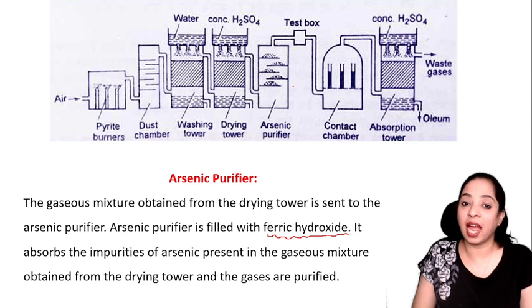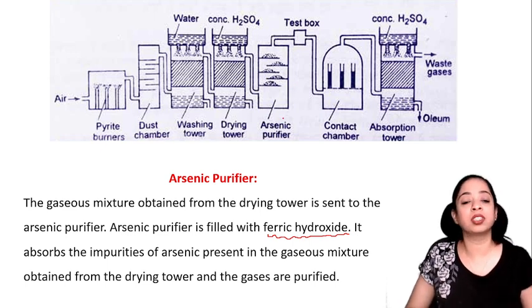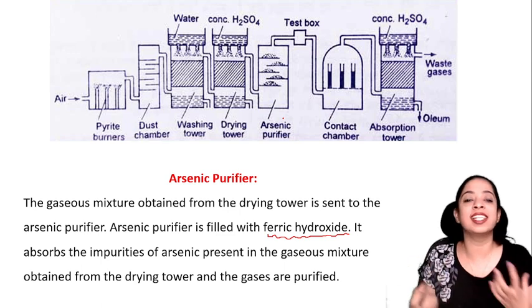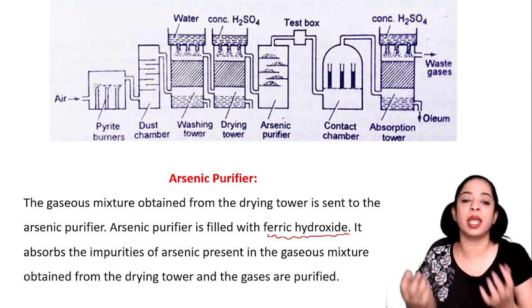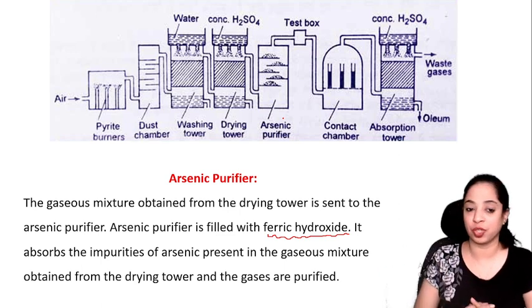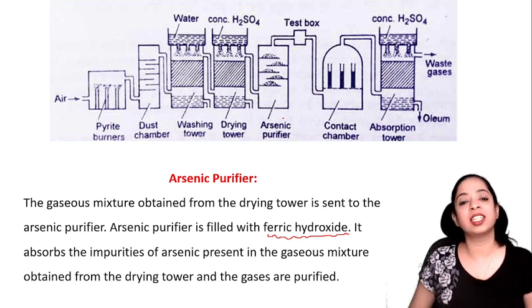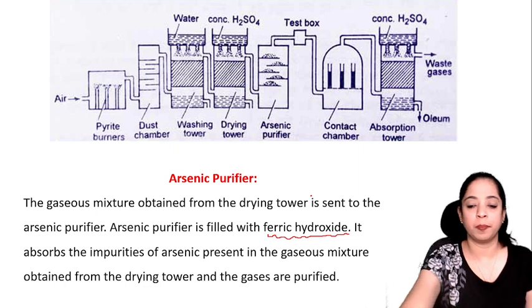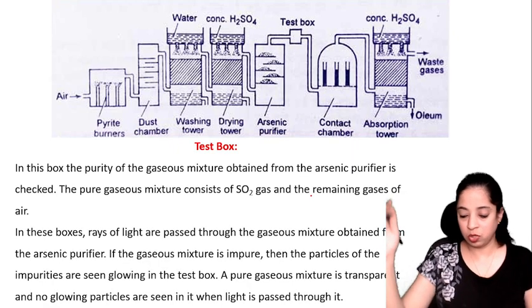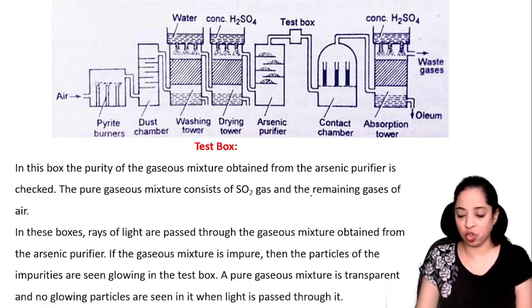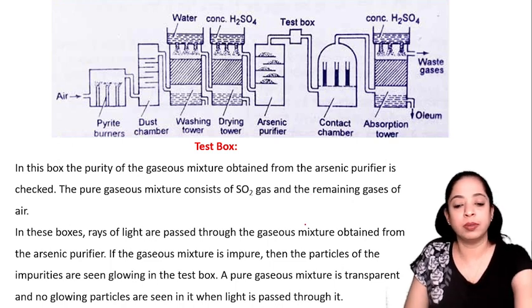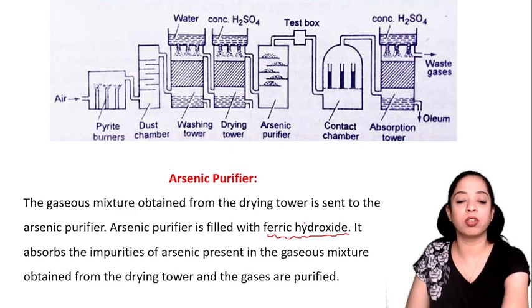So here ferric hydroxide is placed. What does ferric hydroxide do? It reacts with the arsenic which is present as an impurity in the gaseous mixture, right? That is why it is known as the arsenic purifier. Okay. The reaction is not important. This reaction will not come, how your ferric hydroxide reacts and removes arsenic.